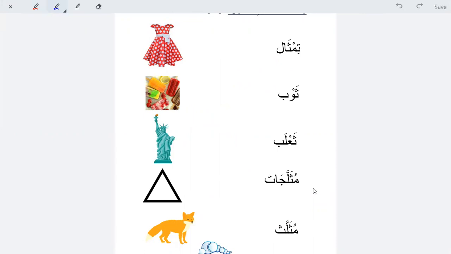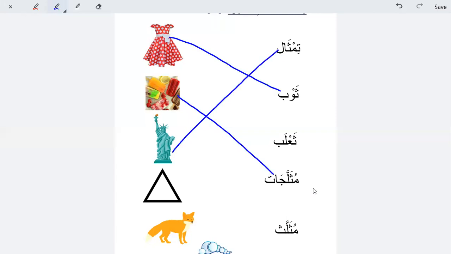What is the word for dress? Thawb. Ice cream. Muthallajat. Statue. Timthal. Triangle. Muthallath. Fox. Tha'lab. Good.